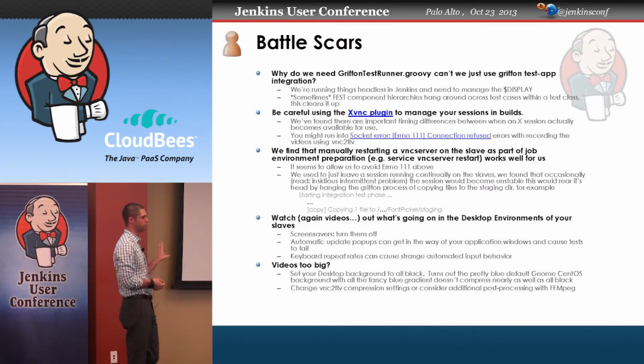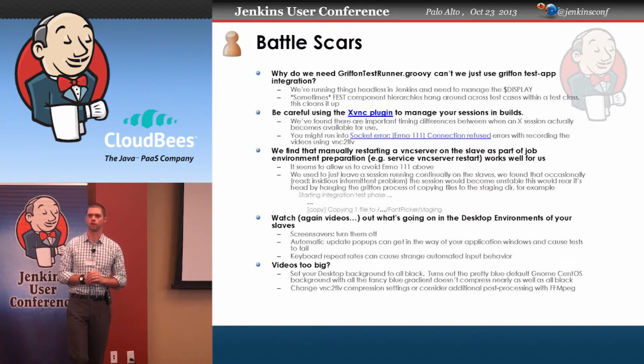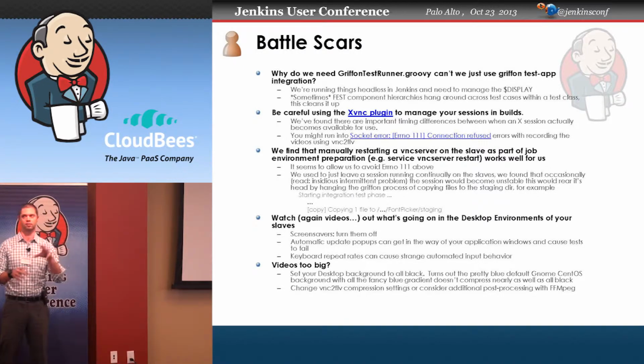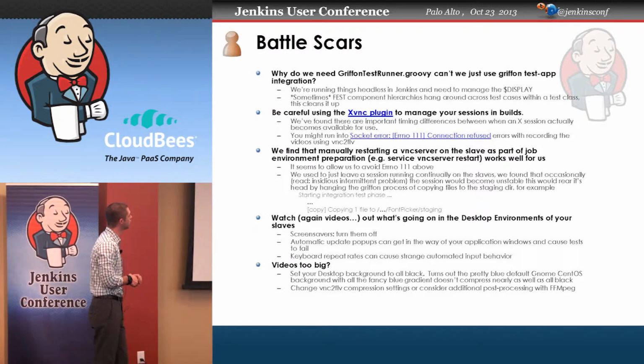Reason number two, if you've ever used FEST before, at least with respect to Griffin, sometimes your component hierarchies end up sticking around between tests within a test class, and that can throw off your results and lead to intermittent failures.